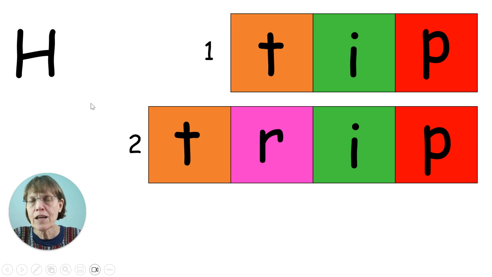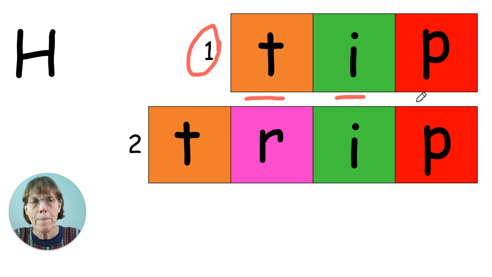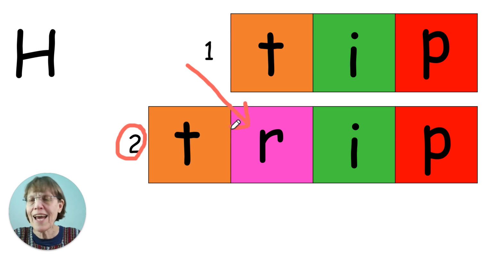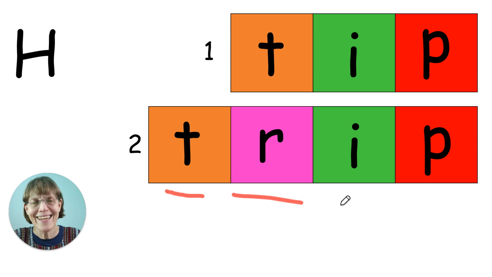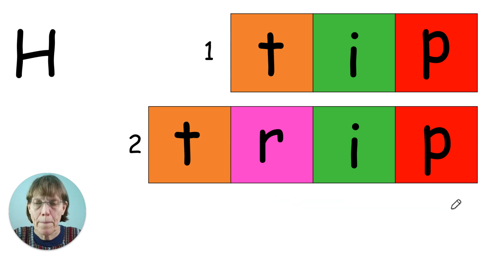In H, we are going to add a sound again. So in number 1 word, we have T, I, P, tip. In number 2 word, we added a sound. We added the R sound. And now we have 4 sounds. T, R, I, P. Tip to trip. We add a sound.